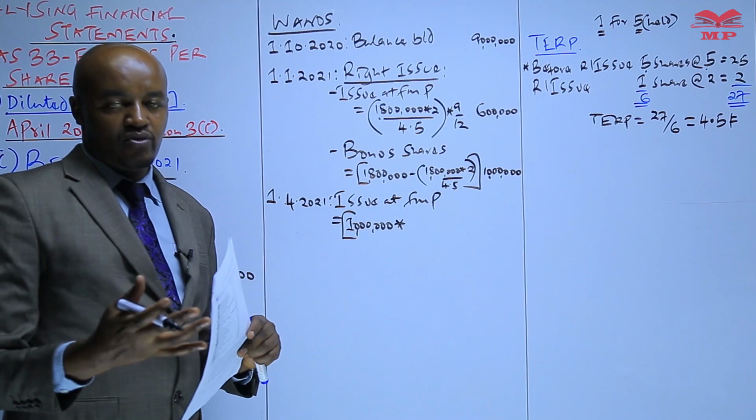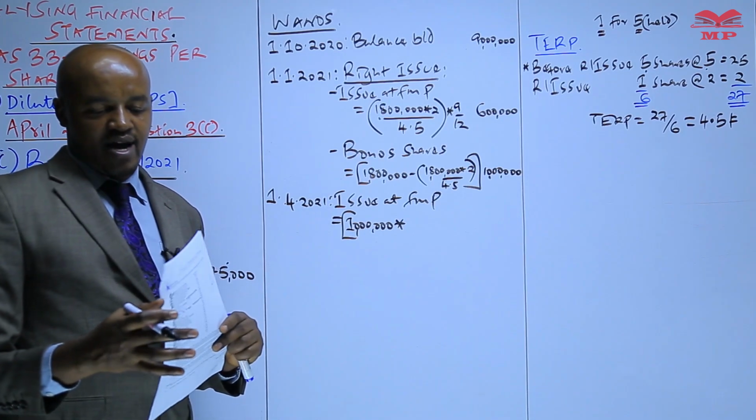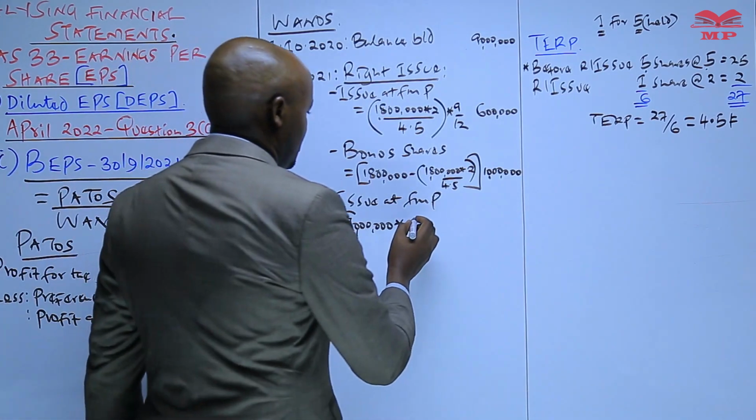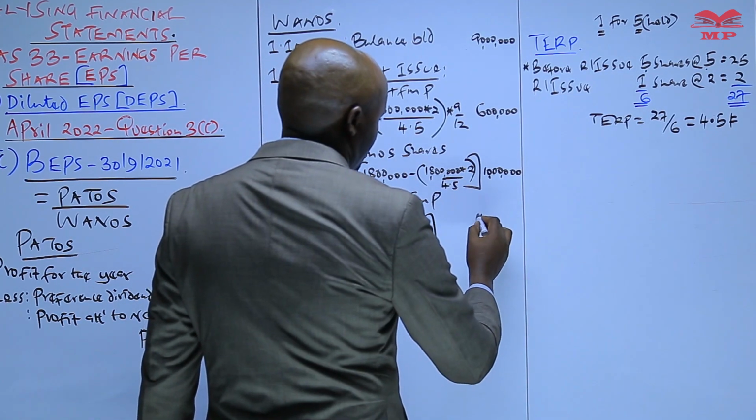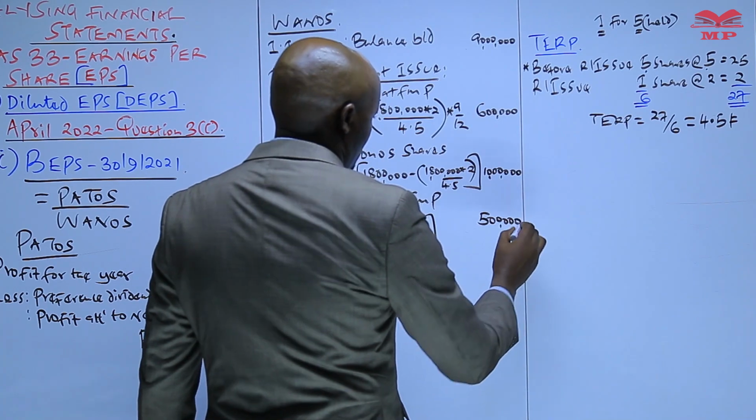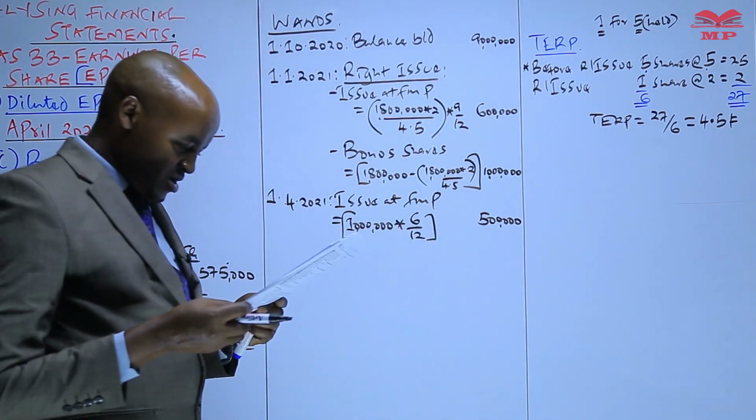So we have April, May, June, July, August, September. So those are 6 months. So we multiply that with 6 all over 12, and basically that will give us half, which is 500,000. So that's what we have.